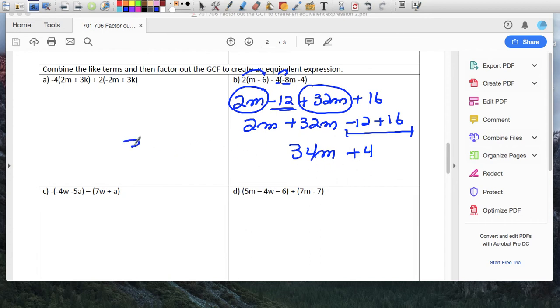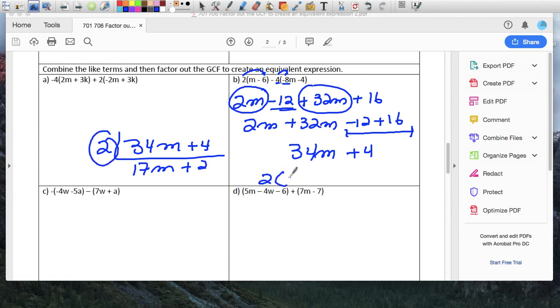Now we can take the GCF, use the ladder method, and we're going to get a 2. 34 divided by 2 is 17. 4 divided by 2 is 2. Right? And we're done. So this is our GCF. So it's going to be 2 times 17m plus 2. And you can see 2 times 17 is 34m, and 2 times 2 is 4.